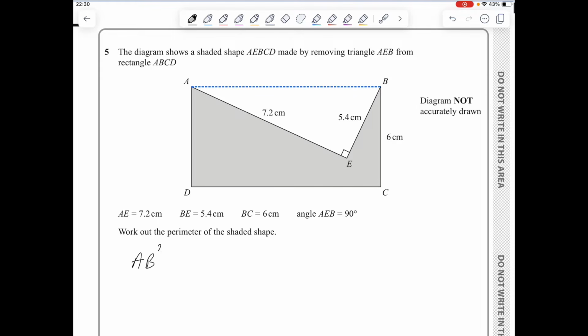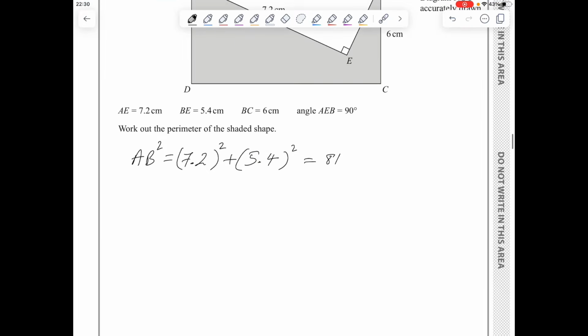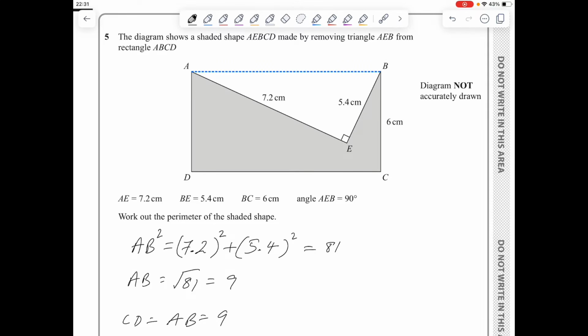So AB squared is equal to 7.2 squared plus 5.4 squared. This comes out to be 81. So AB is the square root of 81, which is 9. Therefore, CD, which is equal to AB, is also 9. So let's complete the diagram. That's 9 centimeters. And AD is 6 centimeters, same as BC.